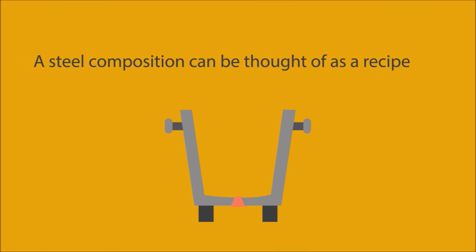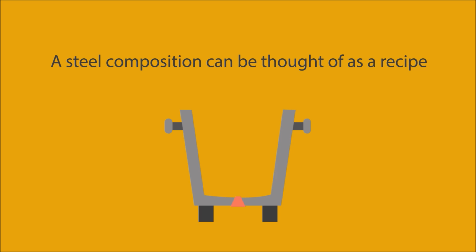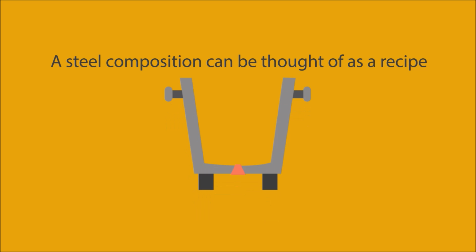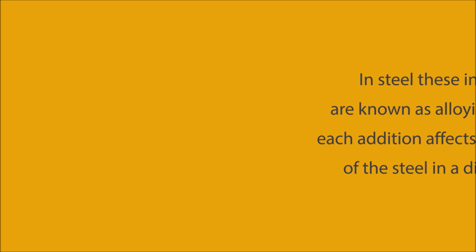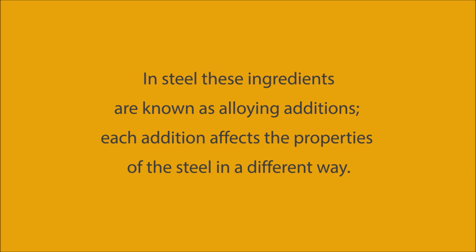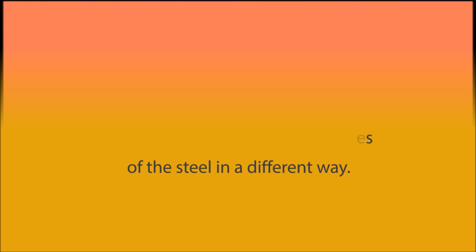A steel composition can be thought of as a recipe. Different amounts of each ingredient make up your final product. In steel, these ingredients are known as alloying additions. Each addition affects the properties of the steel in a different way.